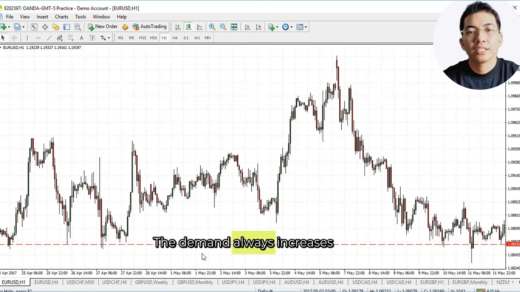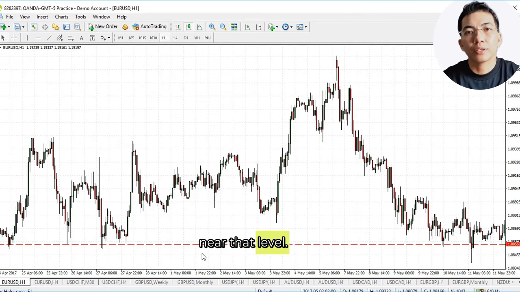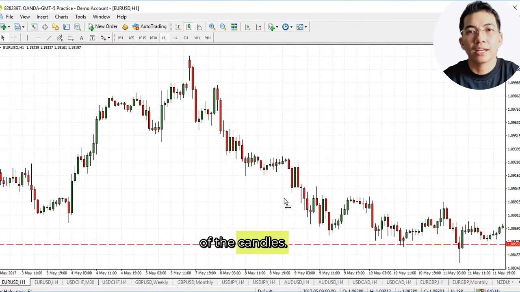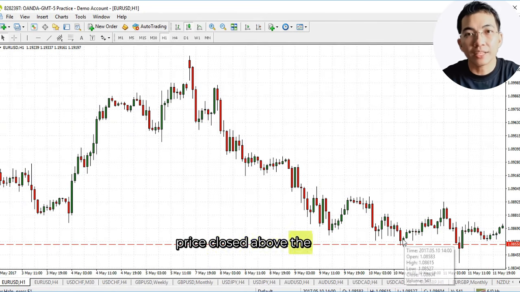The demand always increases when the price is near that level. So what we are going to do is to study the price action when the market reaches that level again. Going on with the chart, the first time that we can start to study the candlesticks is here, because the price is getting closer to our support. I want to zoom in so we can have a better view of the candles. What do we have right here on the support? We have a hammer. The lower shadow says that the price went deep into our support area, but then the price closed above the opening.